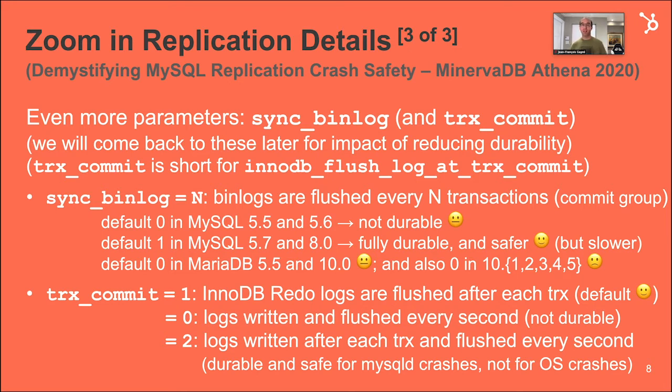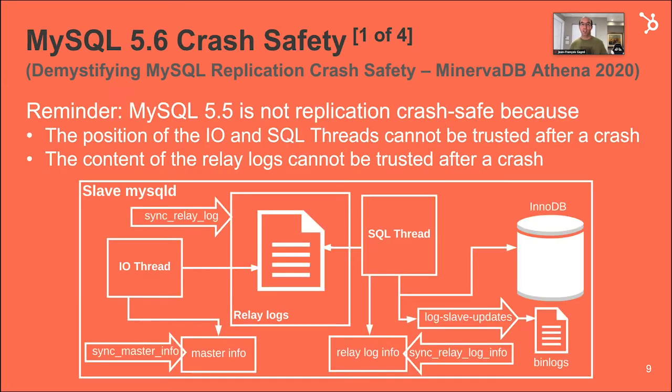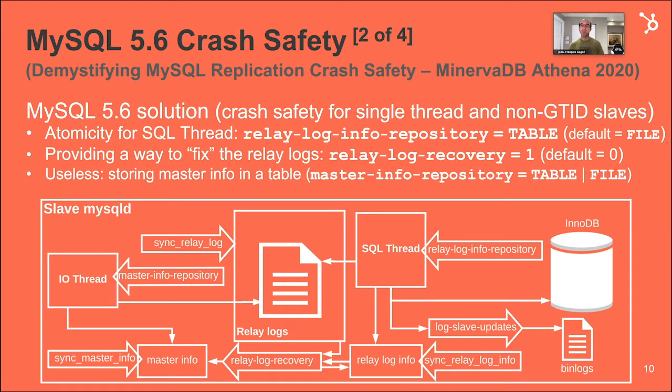So now that all that is defined, let's talk about MySQL 5.6 replication crash safety. So a reminder, 5.5 is not crash safe because there's no way to do things atomically. So we cannot trust relay log info. We cannot trust master info. And we cannot trust the relay log because they're not flushed. So 5.6 solves that by introducing atomicity for tracking the SQL thread state and its actual progress.